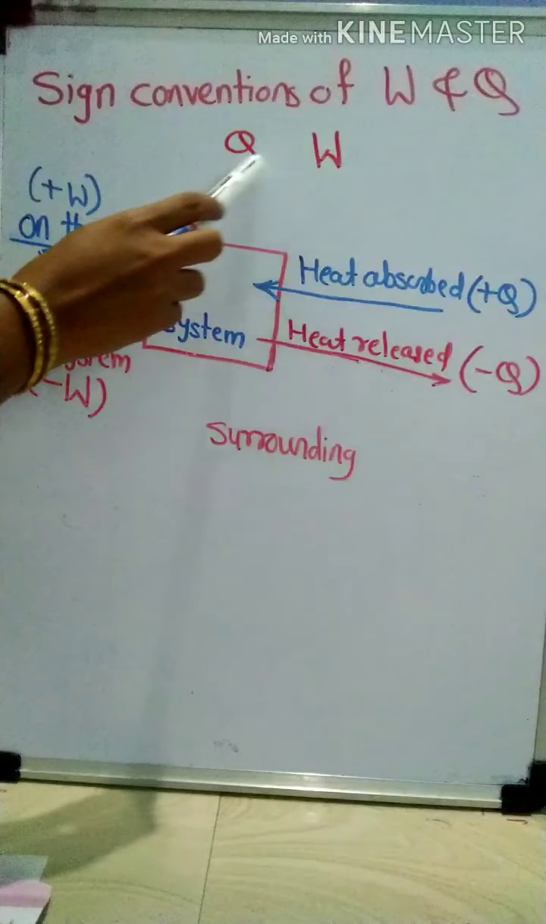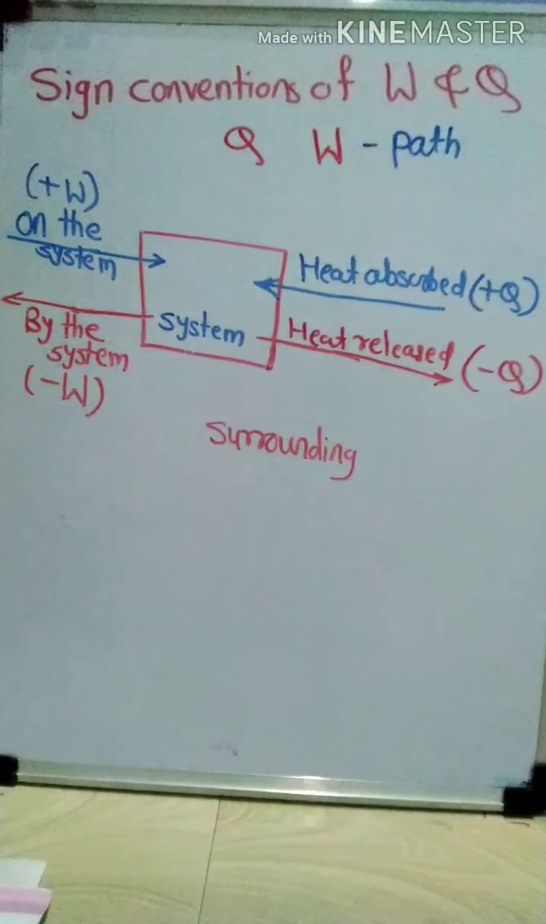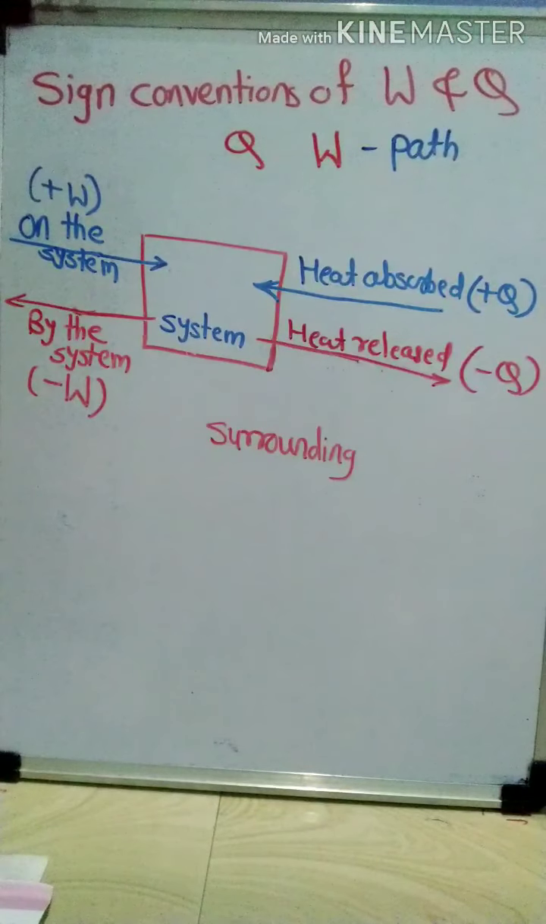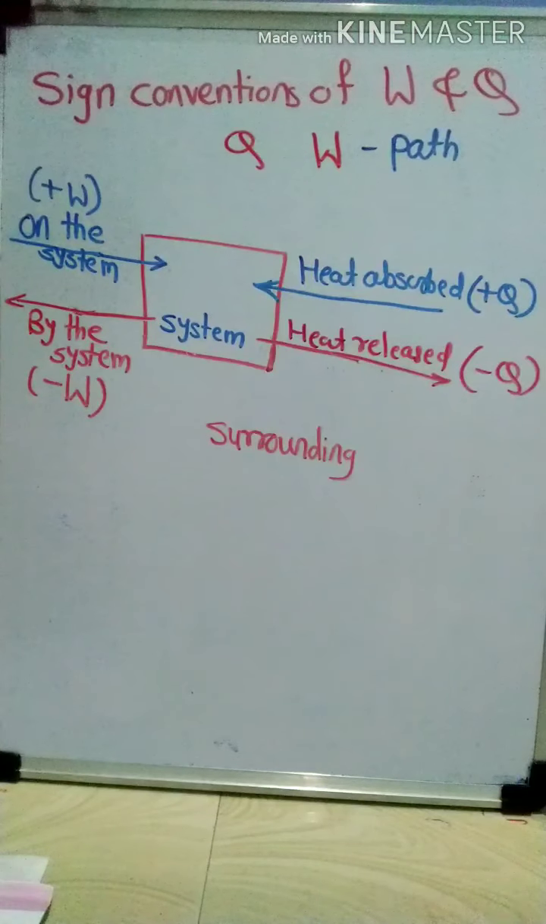So Q and W are both path functions, that is, they depend on the path followed by the system. They are not state functions. They do not depend on the initial and final state, but on the path followed by the system. Okay, these are the sign conventions. A question is asked in the exam: what is the sign convention of W and Q? Okay, thank you.